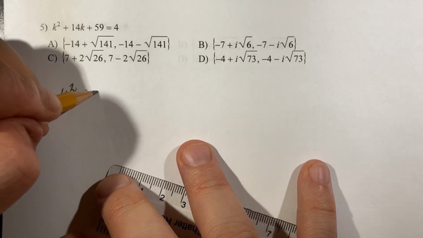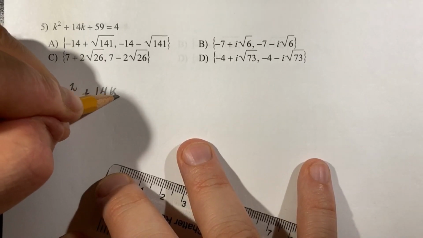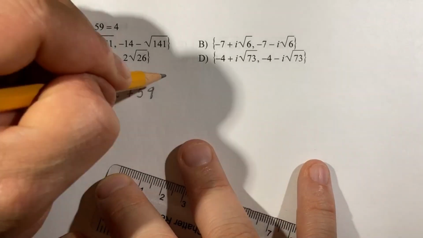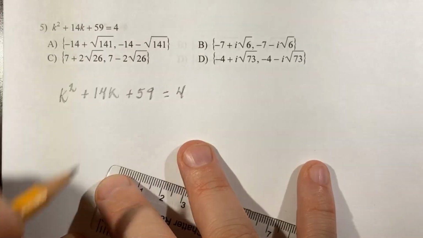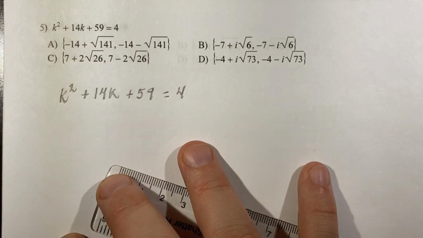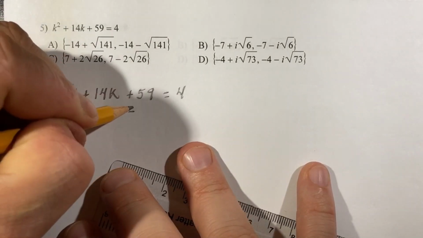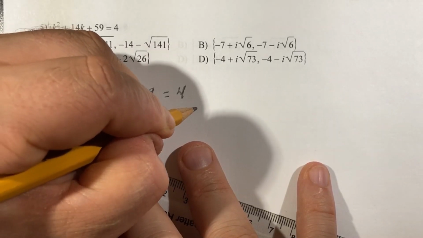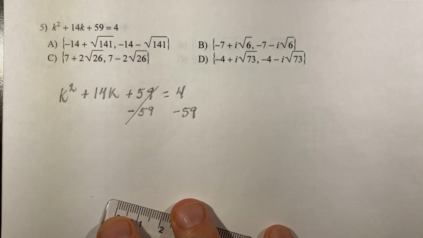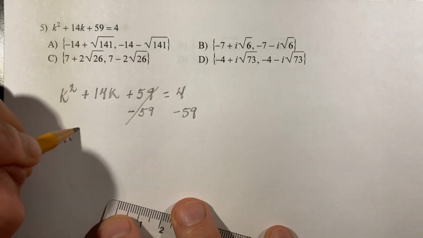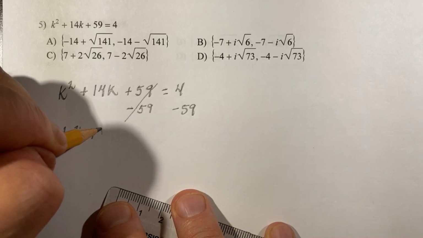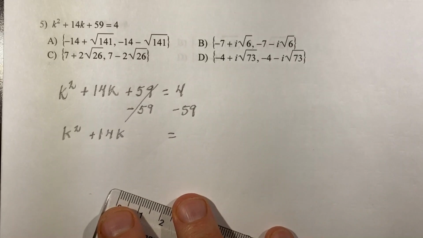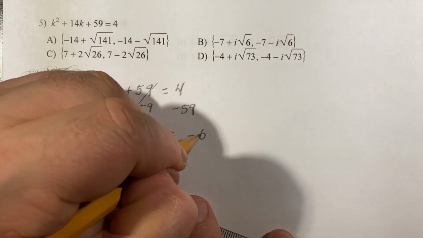K squared plus 14k plus 59 equals 4. So a quick check. The leading coefficient is 1, so I can just proceed to subtract 59 from both sides. Okay. So now I've got k squared plus 14k equals 4 minus 59 is negative 55.